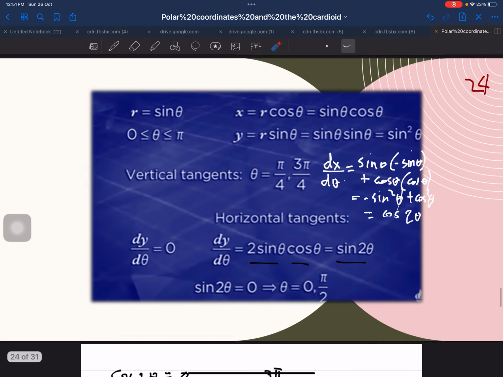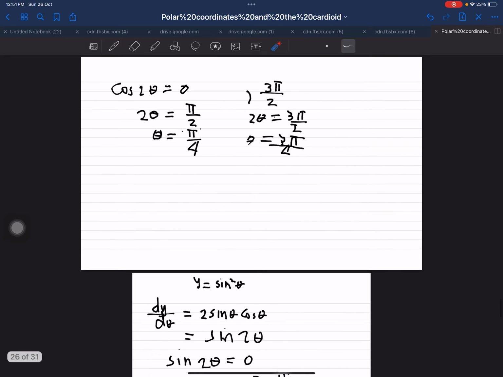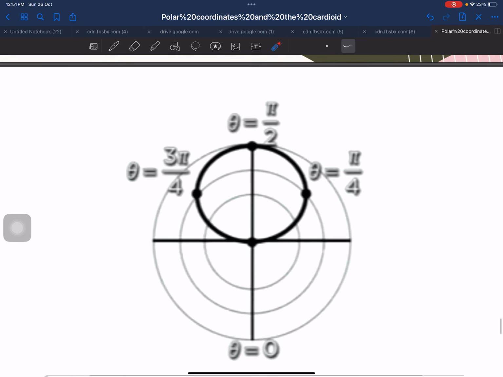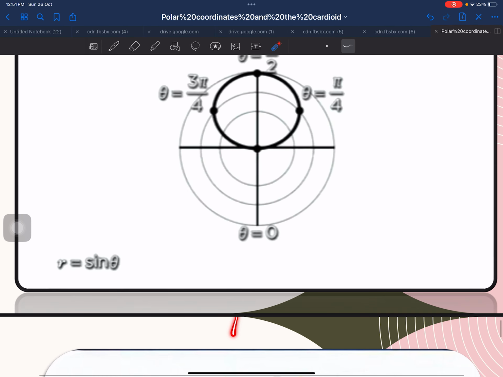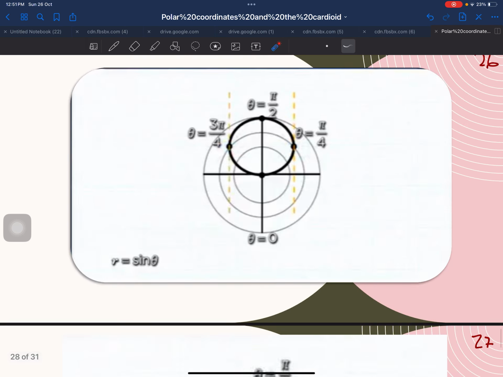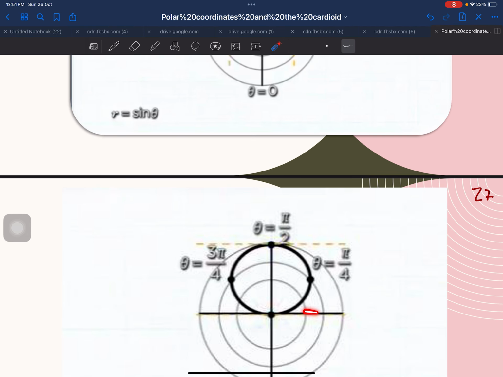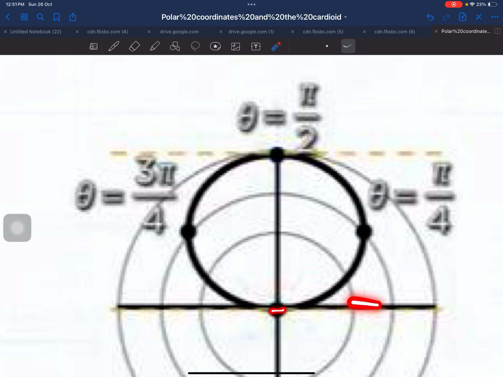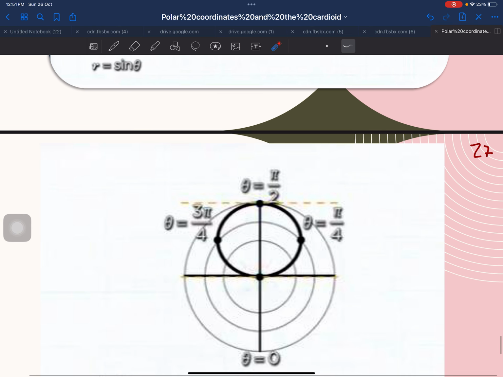So, let's go back to the graph. Check the graph of the polar function. At 0 and at pi over 2, can you see these lines? That is a horizontal tangent. This one too is a horizontal tangent. Now you might say, is that really a circle? How do you prove that this one is a circle?